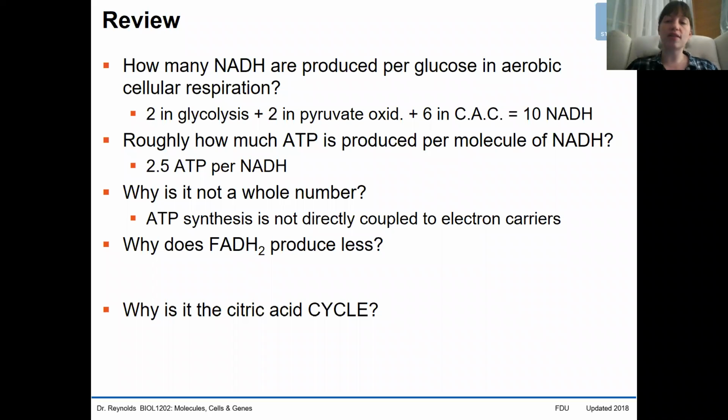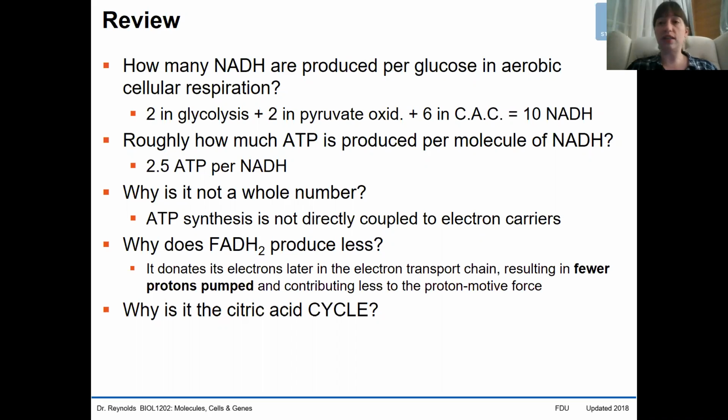Remember that the process actually involves the pumping of protons. NADH is going to donate its electrons to an electron transport molecule in the electron transport chain. And it's those molecules that pump protons, and then it's the proton motive force that's actually responsible for turning the rotor in ATP synthase. FADH2 is donated later in the chain and pumps fewer protons, so it results in the production of less ATP, 1.5 per FADH2.